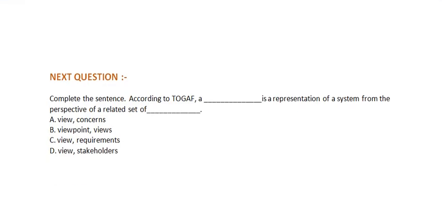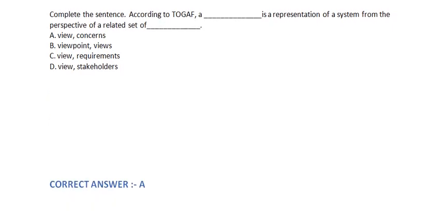Next question is, complete the sentence. According to TOGAF, a blank is a representation of a system from the perspective of a related set of blank. Option A, view concerns. Option B, viewpoints and views. Option C, view and requirements. And option D, view and stakeholders. The correct answer is option A.